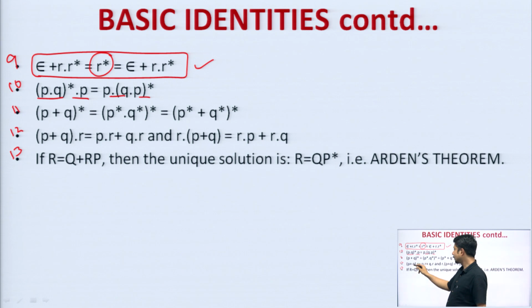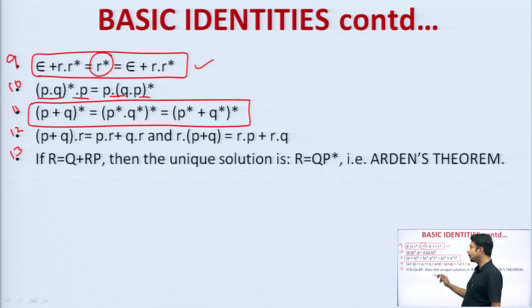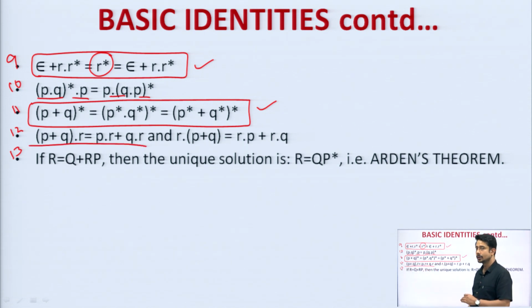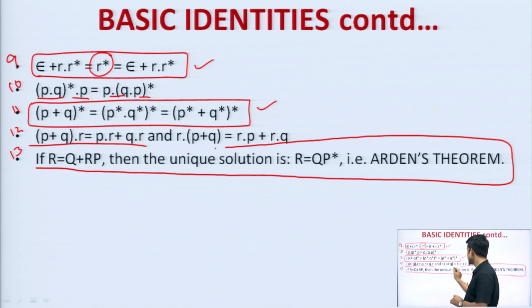Okay. Next, 11th is a very important property which is being used. P plus q whole to the power clean closure equals p clean closure dot q clean closure whole to the power clean closure equals p clean closure plus q clean closure whole to the power clean closure. Now, these particular expressions can be utilized anywhere. I will show you with an example in the upcoming session, where you will be able to understand this expression's utilization. Okay. Next, p plus q whole to the power r is equal to p r plus q r. So, this is the general explanation. Okay. Next, the 13th one is already done, that is nothing but the ARDEN'S theorem. So, this is also an important expression.